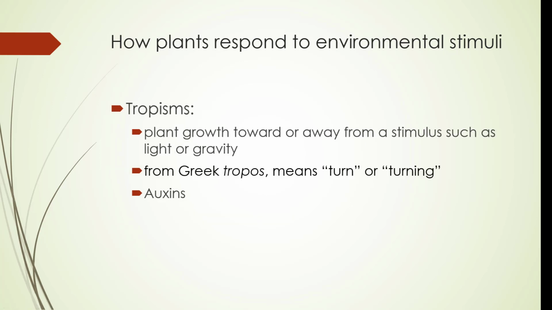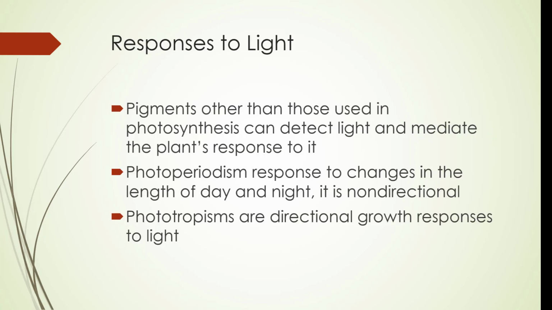Tropisms are when you have plant growth toward or away from a stimulus such as light or gravity. It comes from the Greek for tropos, meaning turn or turning, and auxins are usually involved in this process. So responses to light include pigments other than those used in photosynthesis that can detect the light and mediate the plant's response to it. Photoperiodism responds to changes in length of day and night. It's non-directional. And phototropisms are directional growth responses to light. And we'll talk about each one of these.